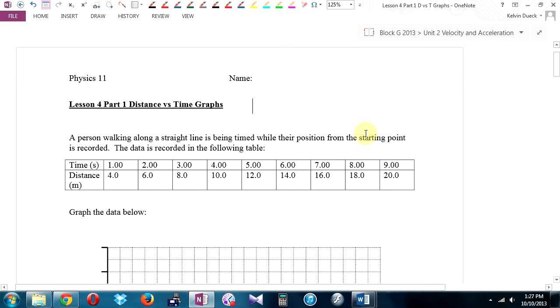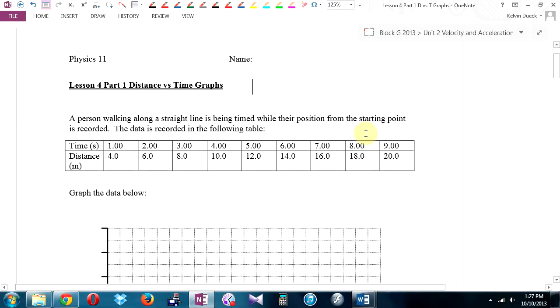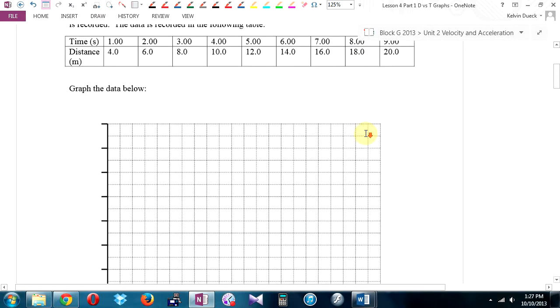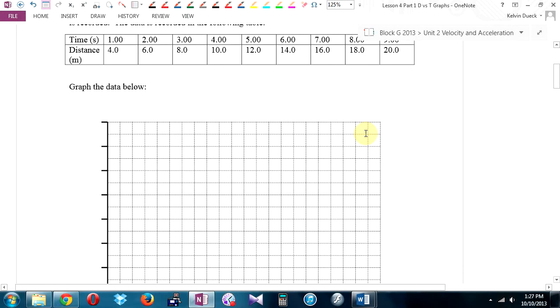Here's what we have. A person walking along a straight line is being timed while their position from the starting point is recorded, and here's the data. We have time, we have distance, and we'd like to graph this. First of all, unless it specifically says different, time always goes on the x-axis.